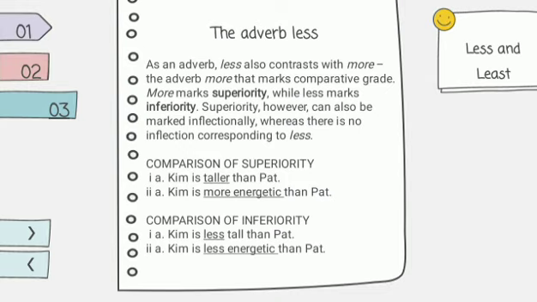As you can see in the example on the video, the first example is a comparison of superiority. Kim is taller than Pat, and Kim is more energetic than Pat. The second example is Kim is less tall than Pat, and Kim is less energetic than Pat.